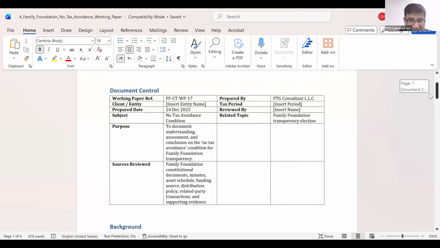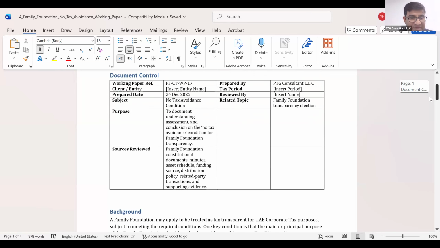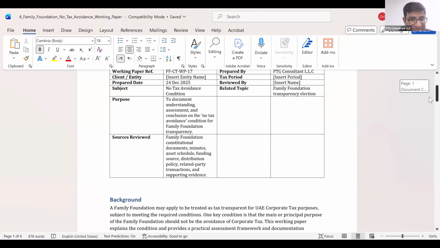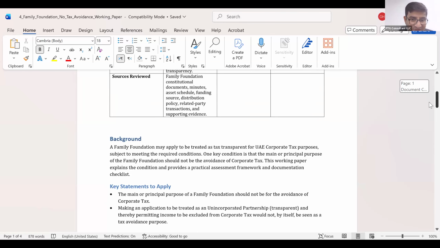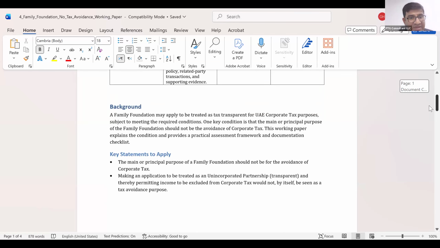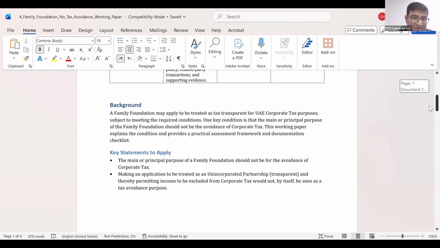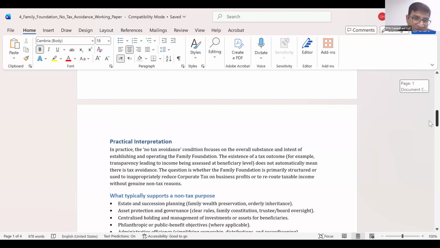The purpose is already mentioned. How, again, the question will remain subjective whether there is no tax avoidance at 100%. Again, we have to work on the data that we are getting. Here is the further detail, the transparency background. I added the possible detail. Key statement to apply: as per our best knowledge, we are confirming to the FTA. Then the practical interpretation.